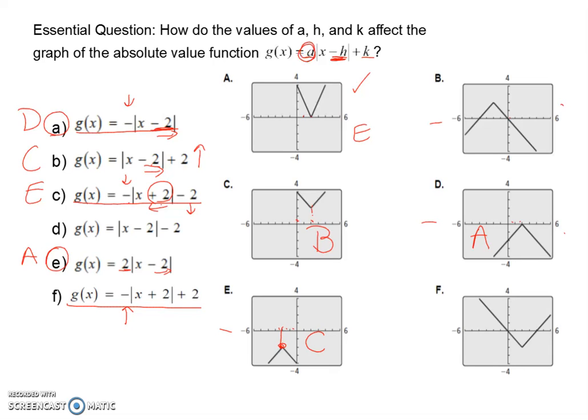For D, H is a +2, so we're going to move to the right 2. K is a -2, so we're going to move down 2. And it hasn't been reflected because we can see A is positive. So if we look at our graphs, F is opened up. We go right 2 and down 2. It must be F. D matches with F. And then our last one should obviously match with B, but let's just double check it. It should be a reflection over the x-axis, which it is. H is -2, so it's going to move left 2. K is +2, so it's going to move up 2. Left 2, up 2. All right, that one is B.